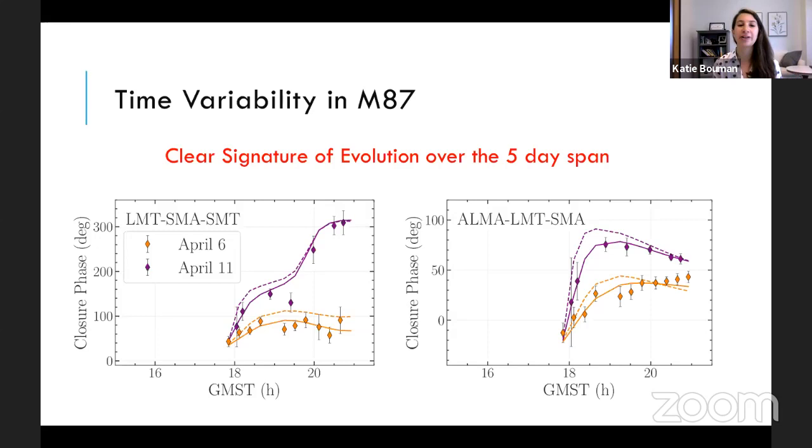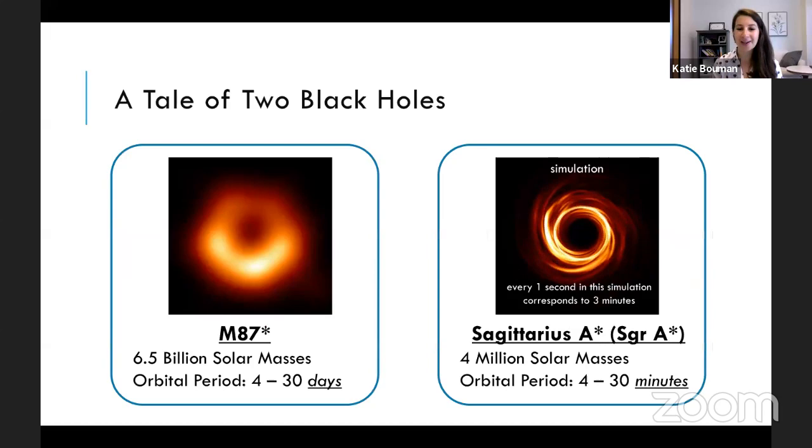And so as awesome as M87 has been, there's actually another black hole the EHT is interested in that might help us even more in answering these questions. That black hole is called Sagittarius A star, or Sag A star for short, and it's at the center of the Milky Way galaxy.